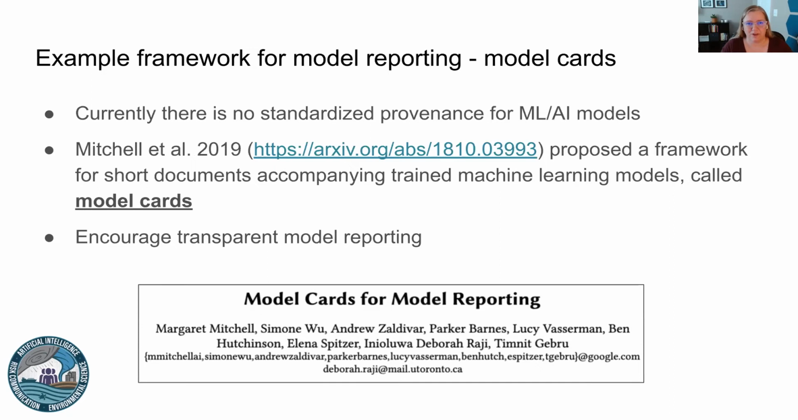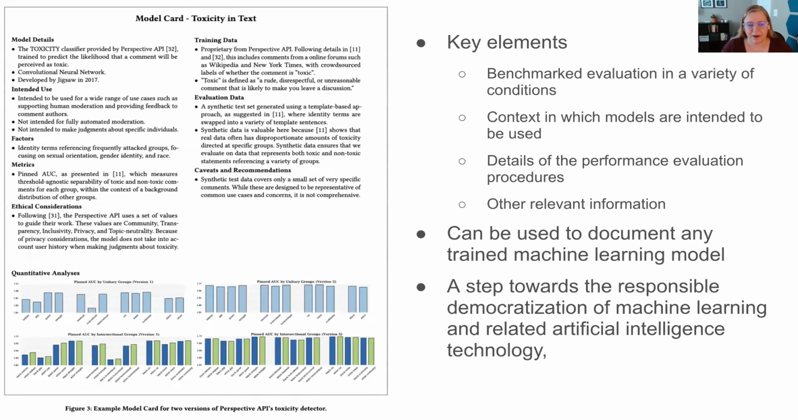So there is an example framework from Mitchell et al. 2019 called model cards. And there's currently no standardized provenance for machine learning and AI models. So this is sort of a first step towards, here's a nice simple idea that maybe we can all use. And the idea was to encourage transparent model reporting. So here's an example of a model card from a study that was looking at toxicity in text. So they were reading through text and coding for toxic statements. We can see some of the key elements here. We have benchmarked evaluations in a variety of conditions, context in which models are intended to be used, details of the performance and evaluation procedures, and then we'll add other relevant information.